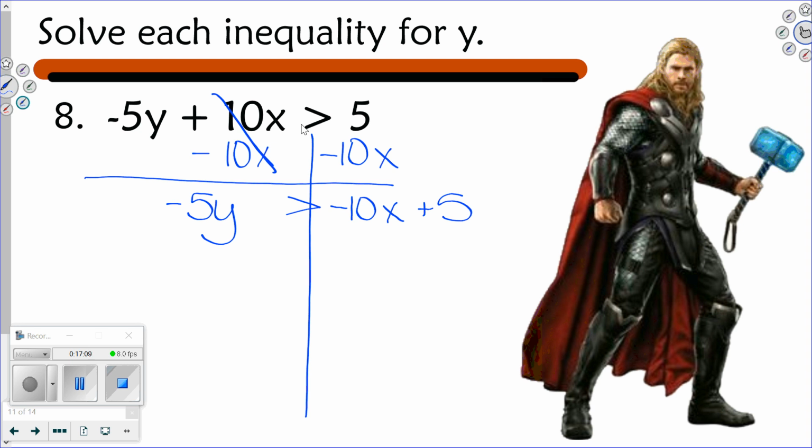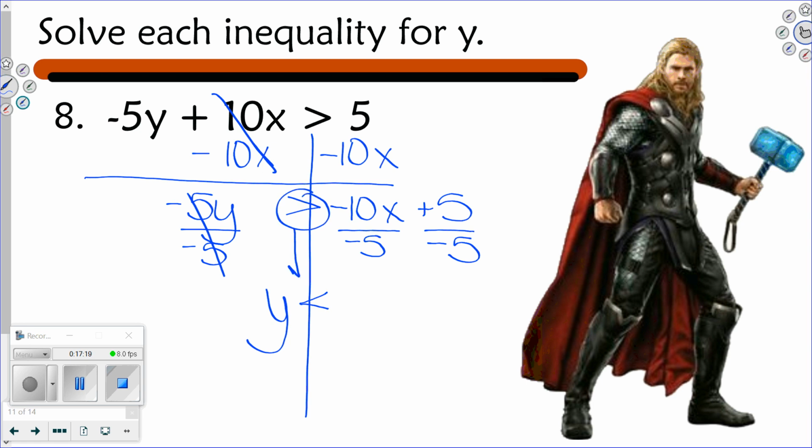Divide by negative 5. And remember, we divide everything. Do I need to worry about flipping my sign? Yes. That sign definitely flips. And what am I left with? 2x minus 1. All right, positive 5 divided by negative 5.